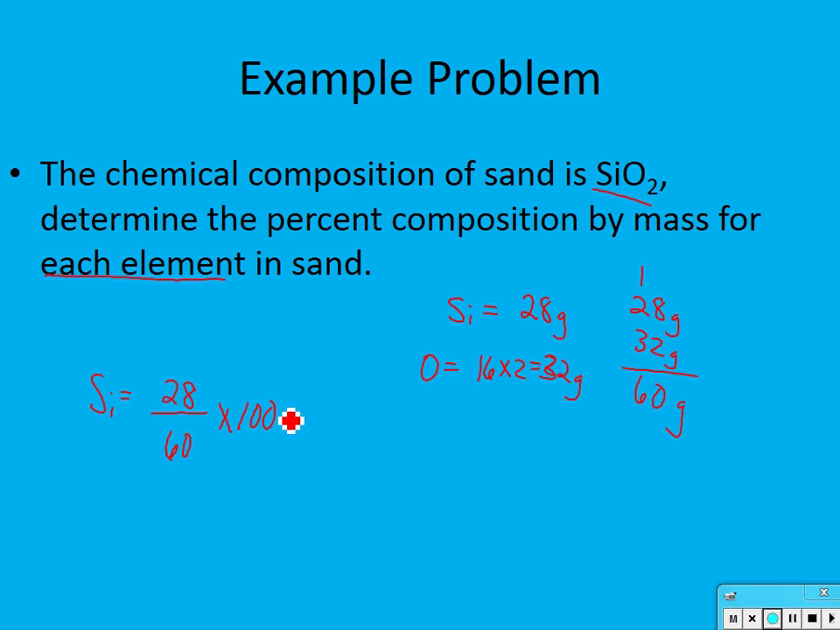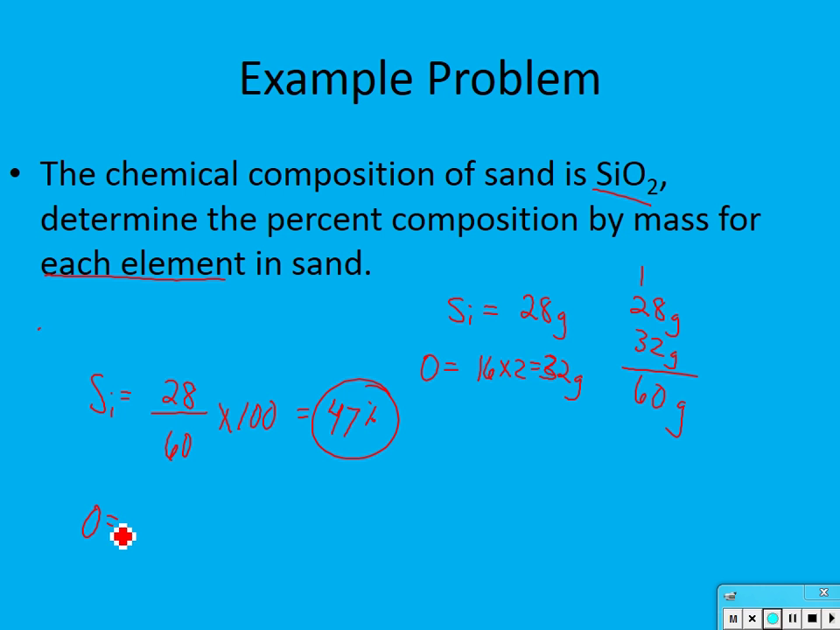46.666. Okay, so let's round that to the nearest whole number. It's going to become 47%. So 47% of sand is silicon. Now, since there's only one other element in this compound, we can easily just subtract. Take 100 and subtract 47. But let's see if it works out.